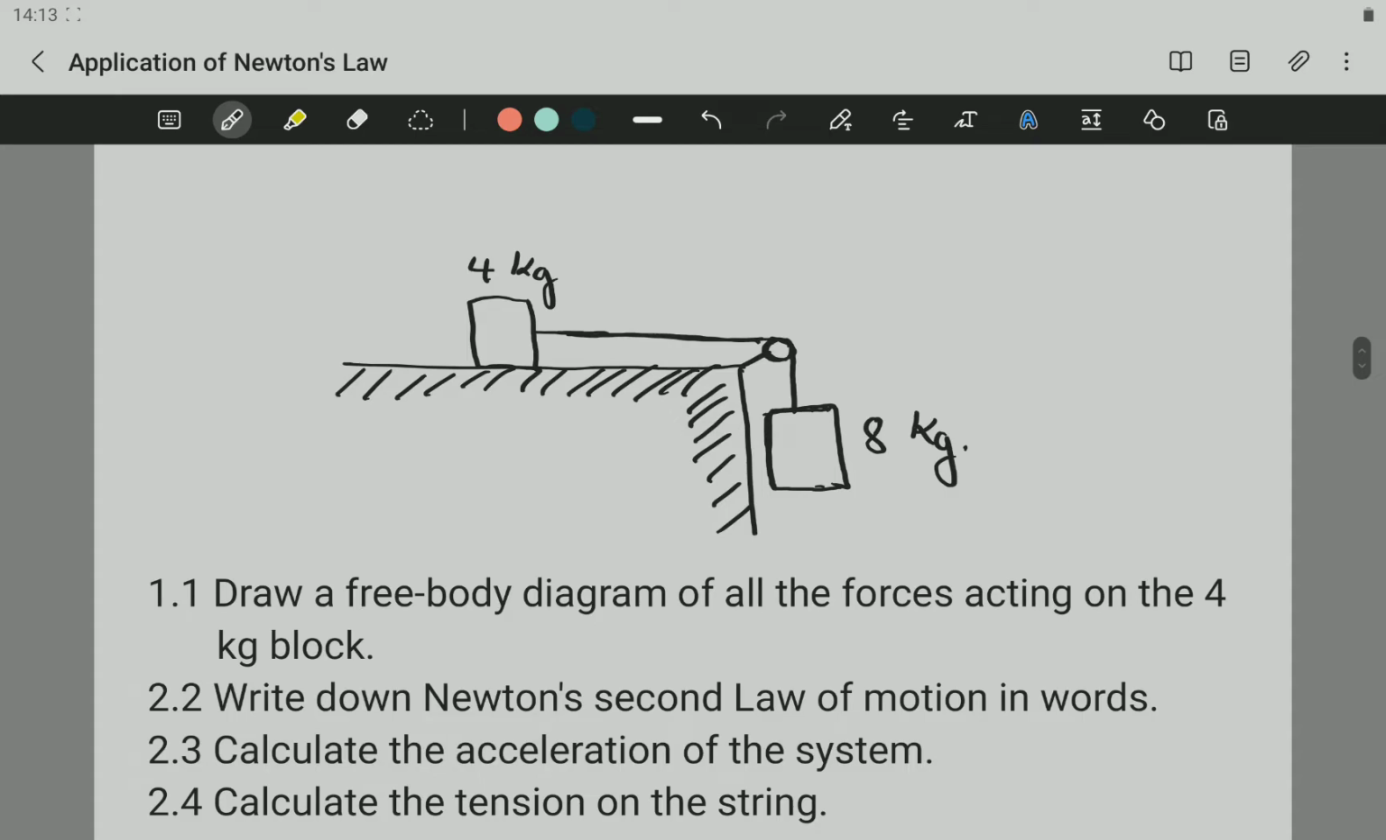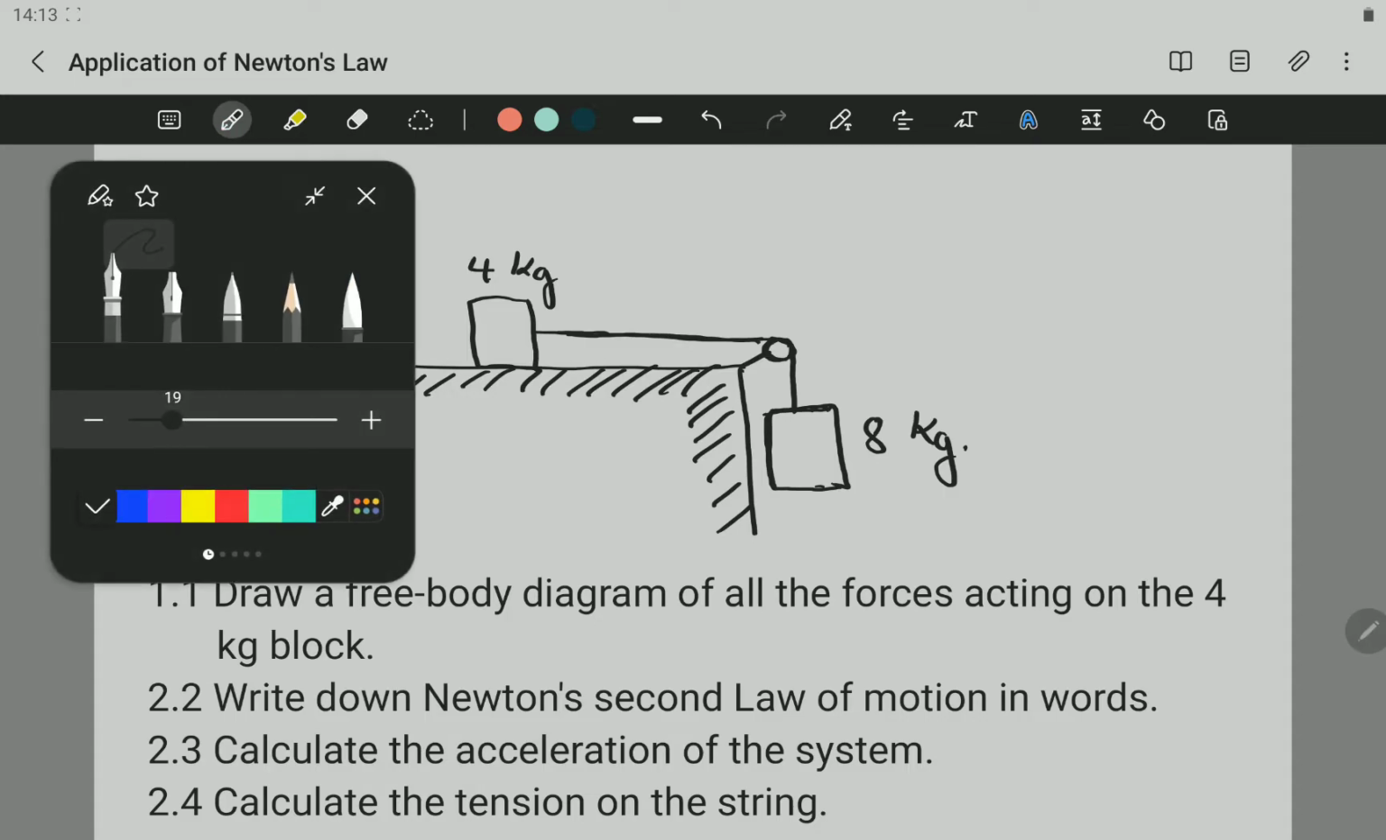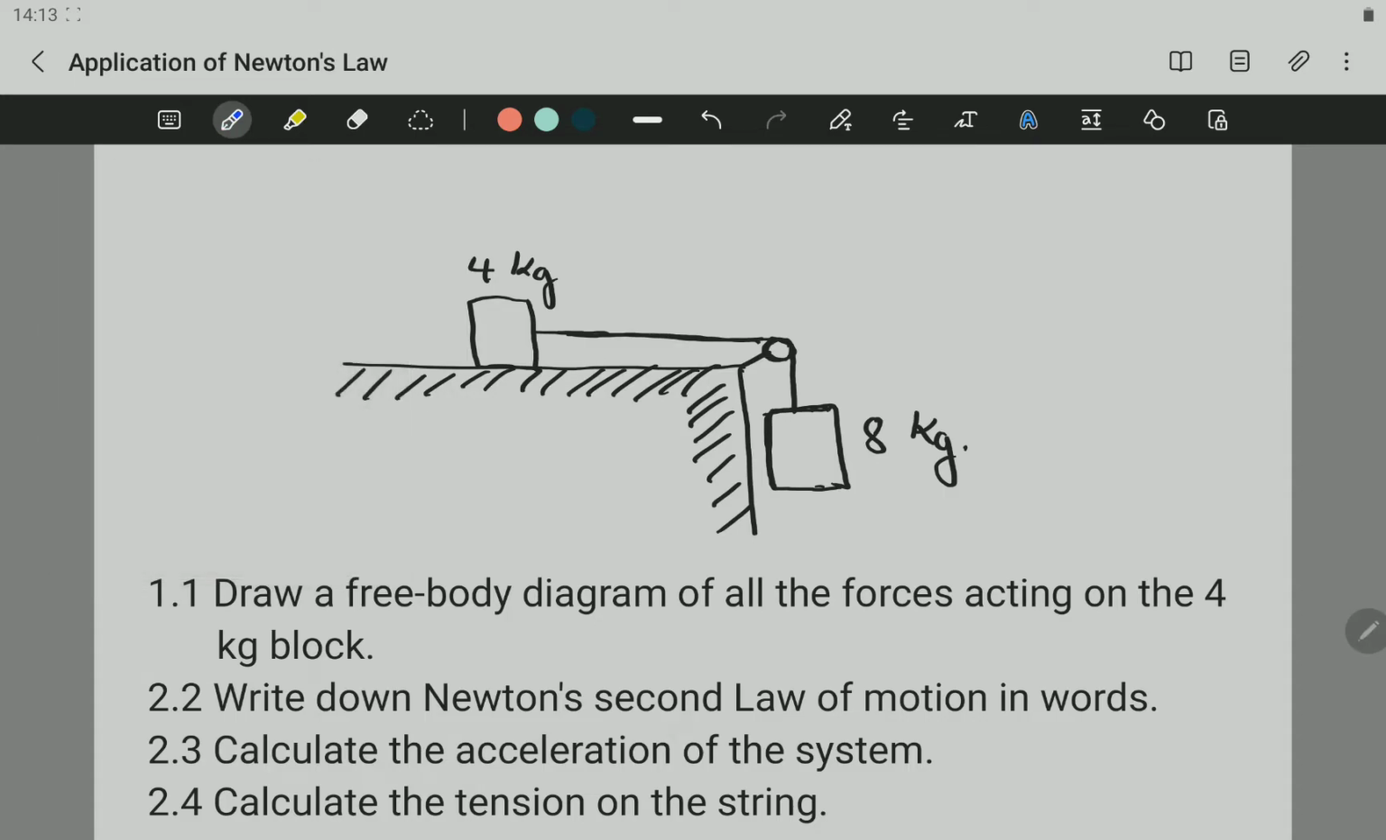There is the drawing. You can see that you have a 4 kilogram block, you have an 8 kilogram block. This system, the question does not say it, but the system is moving in that direction. Okay, it is moving there.